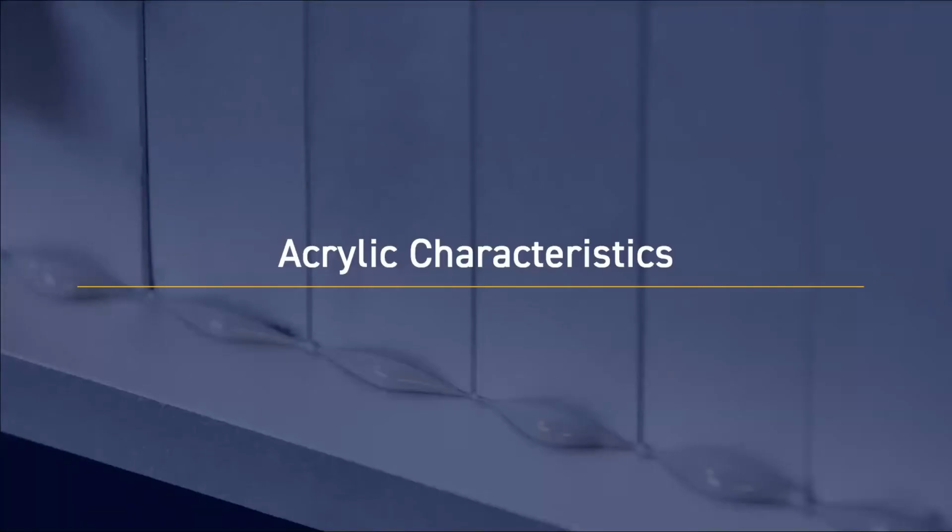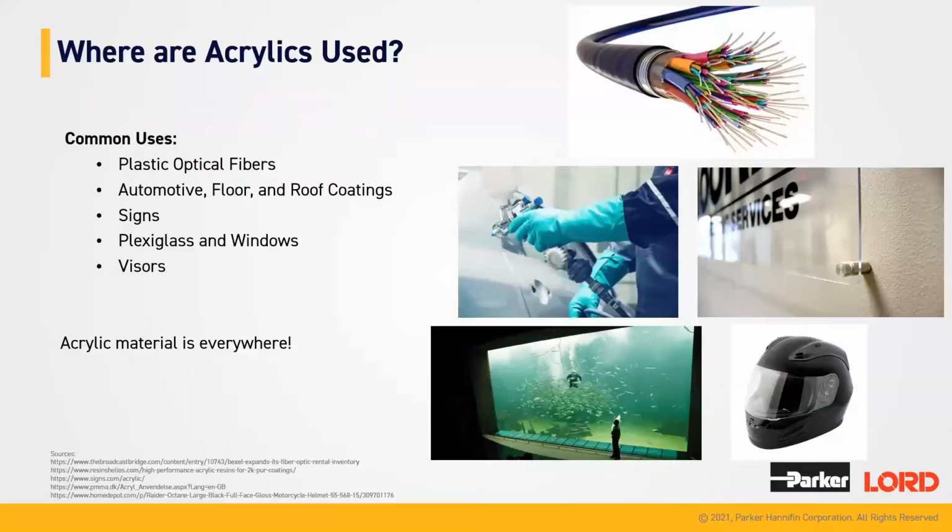So the first chemistry that we're going to be talking about is acrylics. And so we'll be highlighting the characteristics of acrylics. Where can acrylics be found? On a day-to-day basis, we interact with acrylics and we don't even realize it. For example, the plastic optical fibers that are in the fiber optic cables that deliver us our internet, our cable, and our phone services to our homes and businesses, those have acrylic-based products in them.